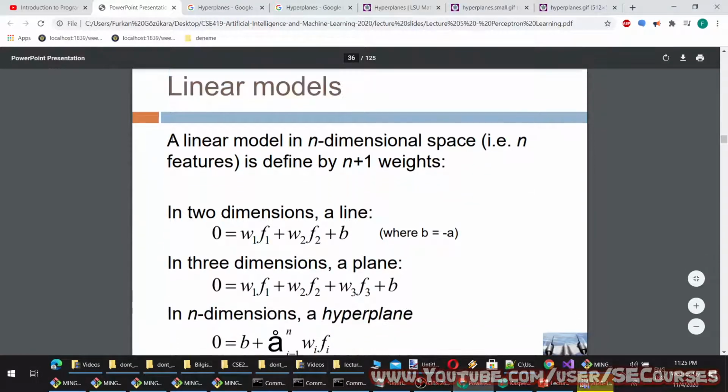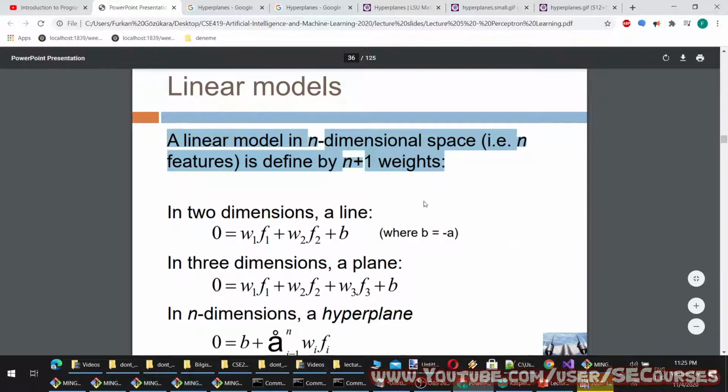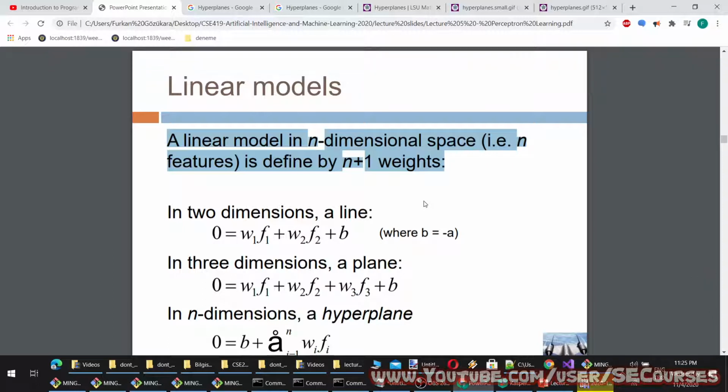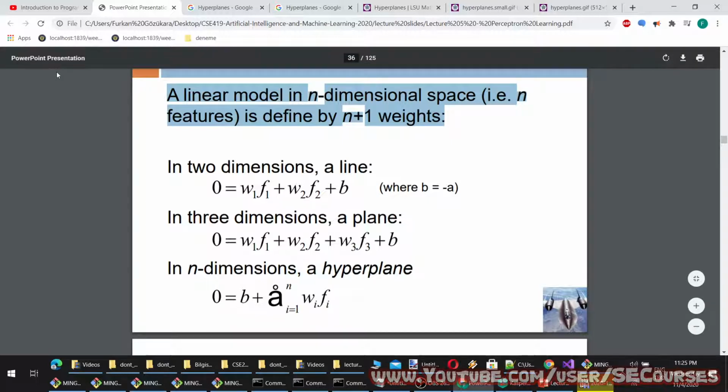Linear models. A linear model in n-dimensional space, i.e. n features, is defined by n+1 weights. So what is n-dimensional space? Based on our data set, it can be one-dimensional, two-dimensional, 100-dimensional, based on the number of features we have.